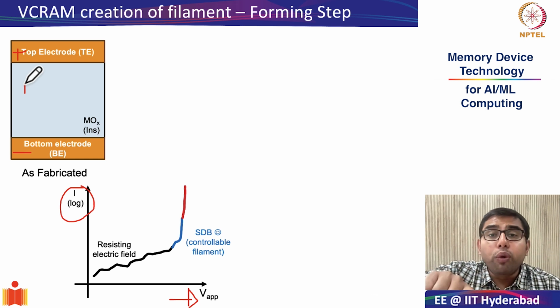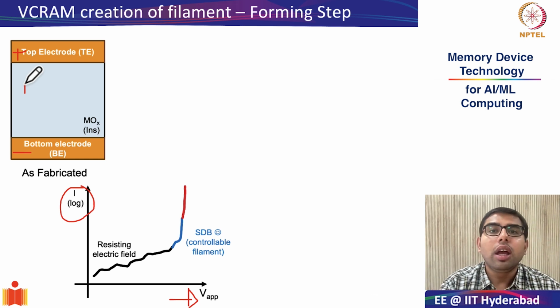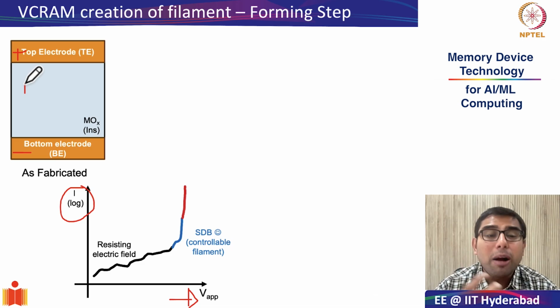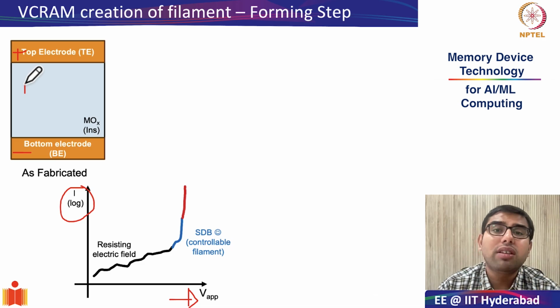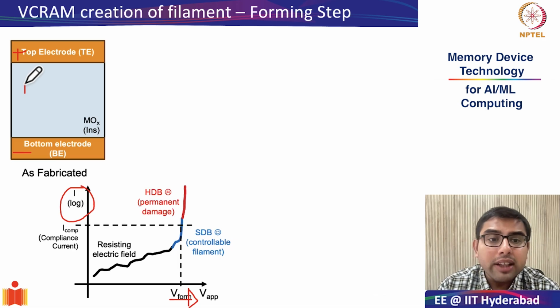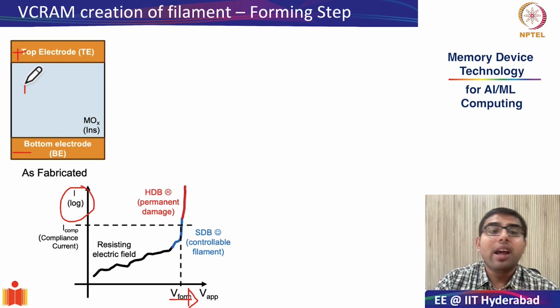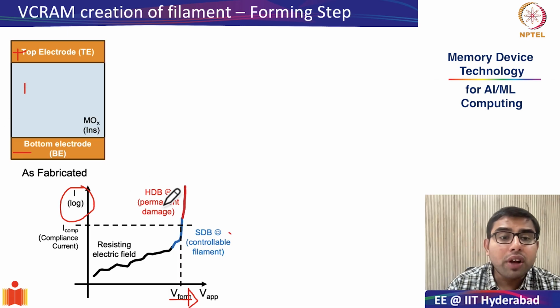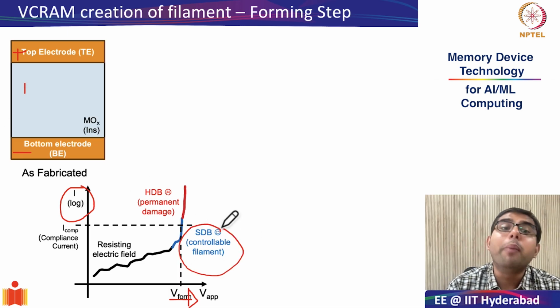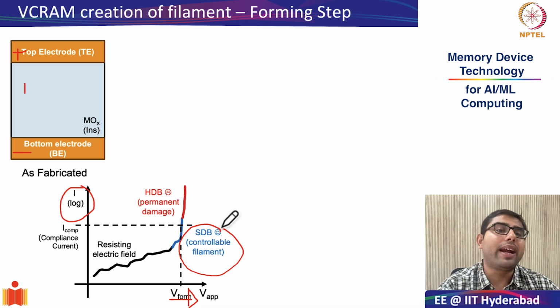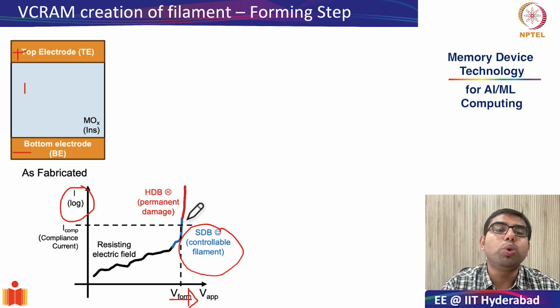Now, if you further increase the applied bias and the electric field becomes comparable to the bond strength of the material, what will happen? The anions will be suddenly ripped out from the molecule and they will start moving towards the top electrode. This is called the soft dielectric breakdown of the material. What was earlier a dielectric has broken down, because you see a sudden shoot up of current.